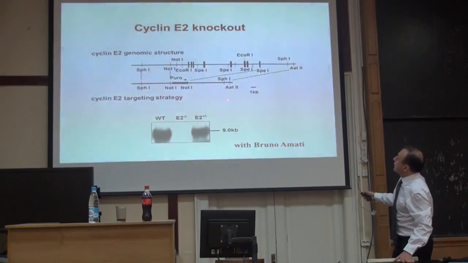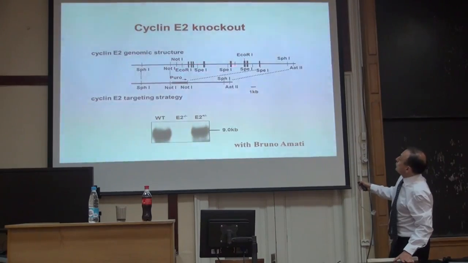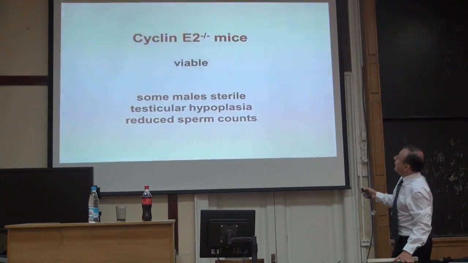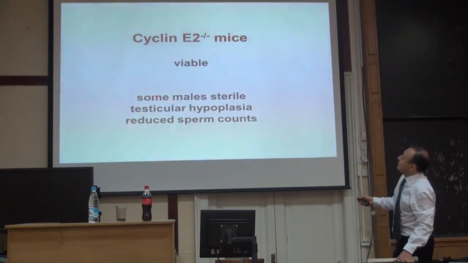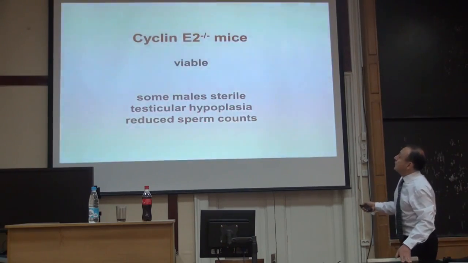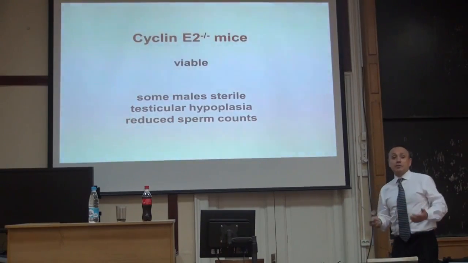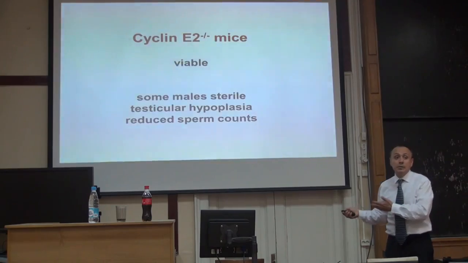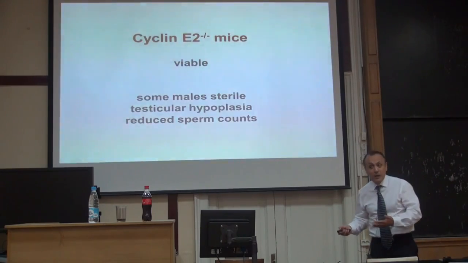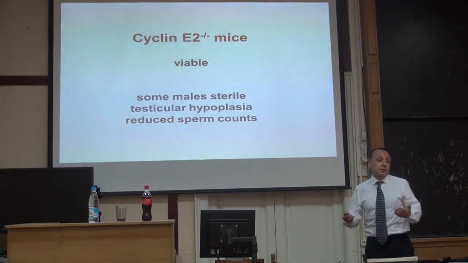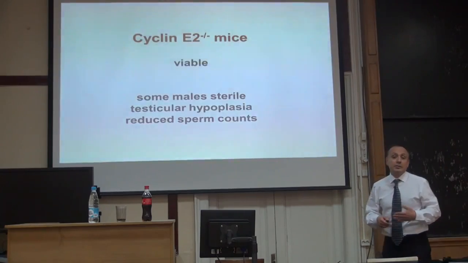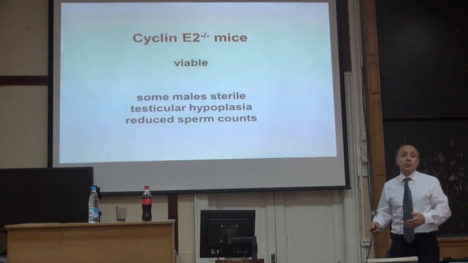With the gene construct from them, we knocked out cyclin E2. We made mice without cyclin E2 by deleting the key exons, and this time they're also viable, but some males are sterile, with testicular hypoplasia and reduced sperm counts. We talked yesterday about the requirement for cyclins, and of course spermatogenesis is very important, because without it the animals would not propagate.